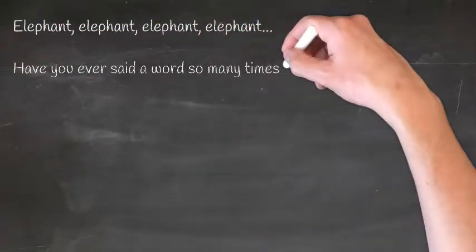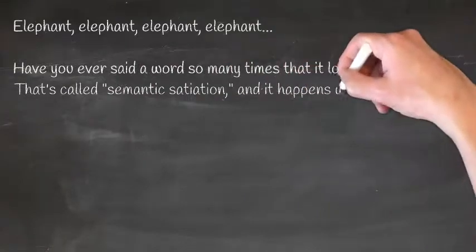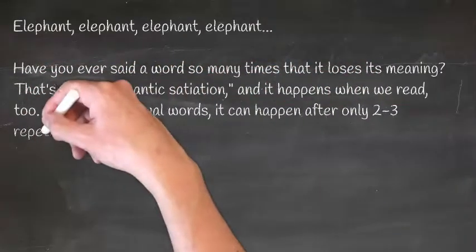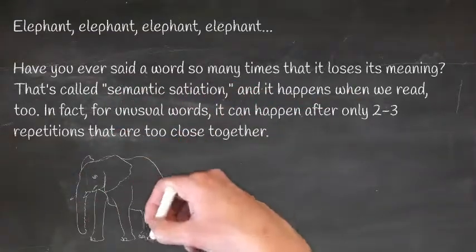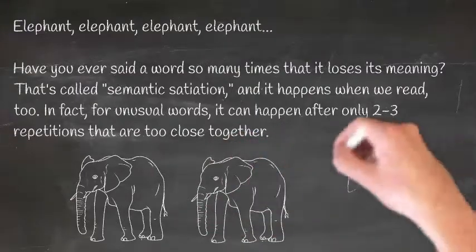Elephant, elephant, elephant, elephant. Have you ever said a word so many times that it loses its meaning? That's called semantic satiation, and it happens when we read too. In fact, for unusual words, it can happen after only 2 to 3 repetitions that are too close together.